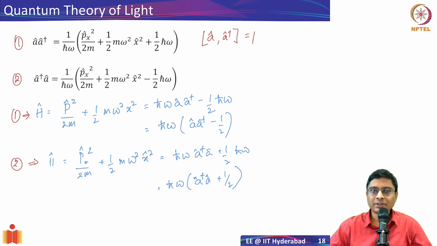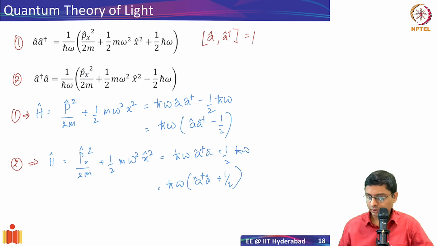Just take a few moments. Basically, we are writing the Hamiltonian in terms of a dagger a plus half and a dagger a minus half. That's it. Okay. The last thing we will try: if you want, just pause the video a little bit for the online audience, and then you can actually work it out and then come back to it.